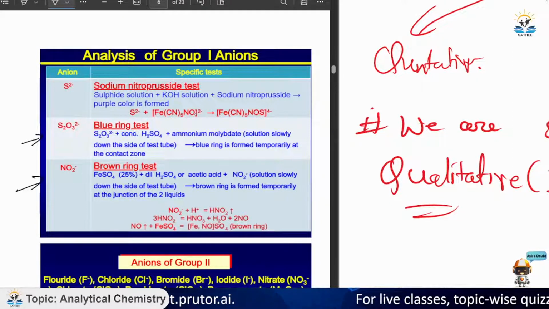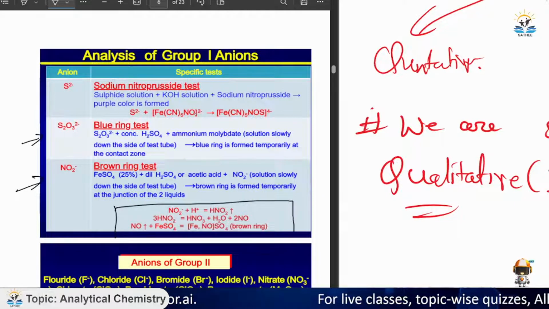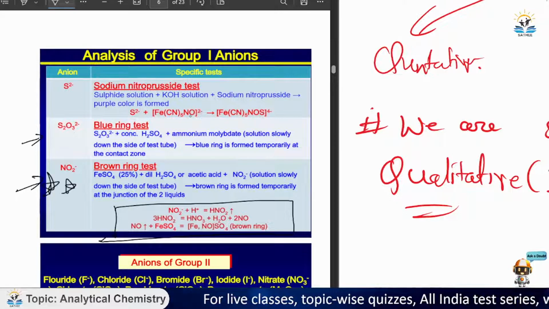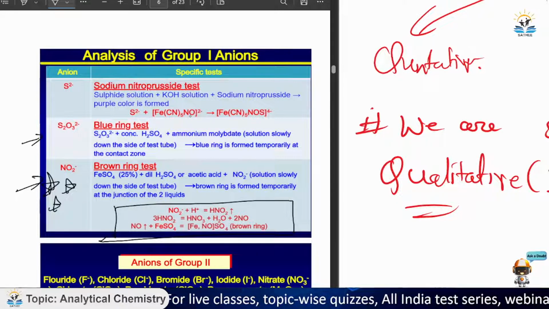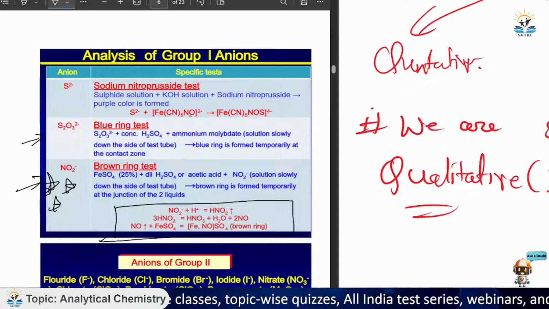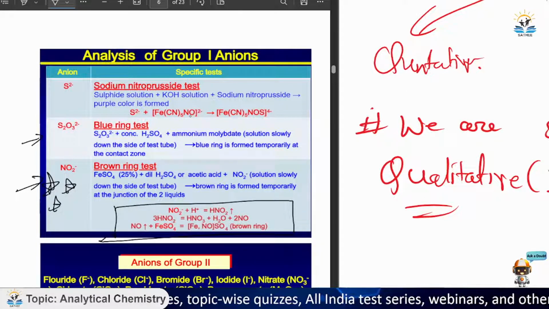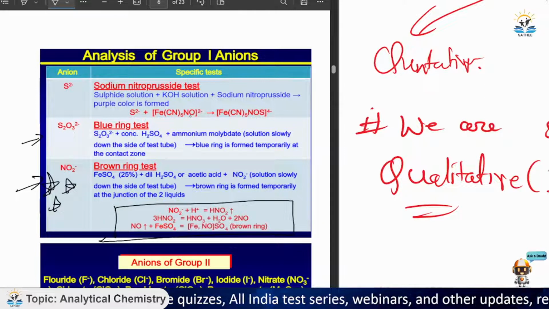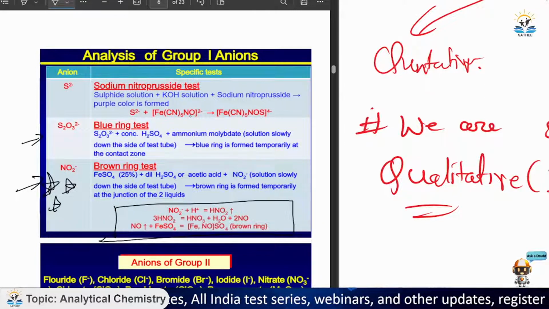Here is also some special test I have given, like the blue ring test, brown ring test. You have already heard about this, and if not, just read it, because this one is very important, I guess. I will talk about this one also. This one only: FeSO4 25% plus dilute H2SO4 or acetic acid plus NO2 minus anion, the anion which we are checking, which is present in the solution.